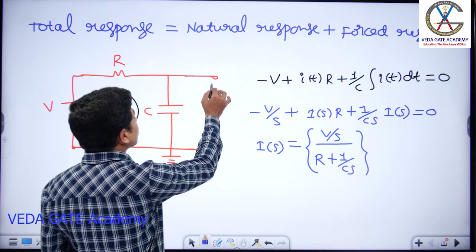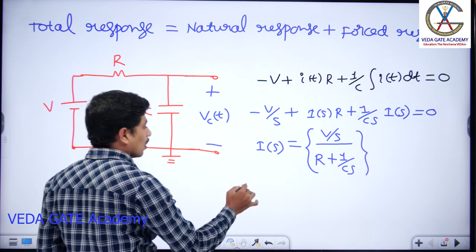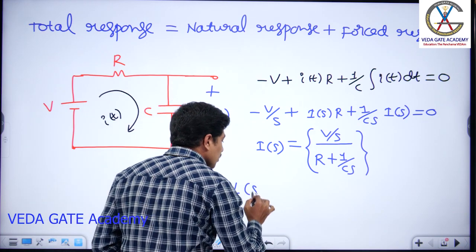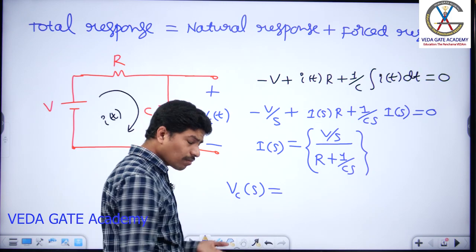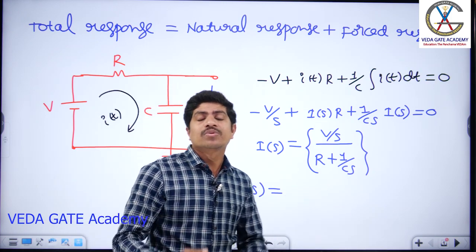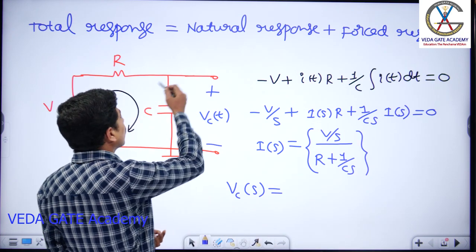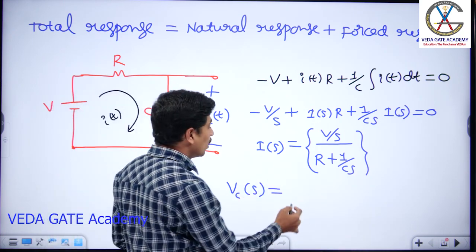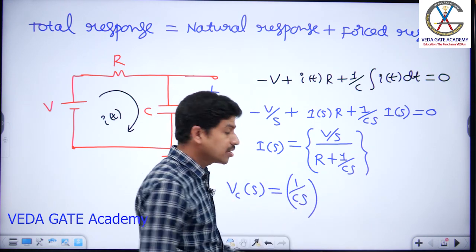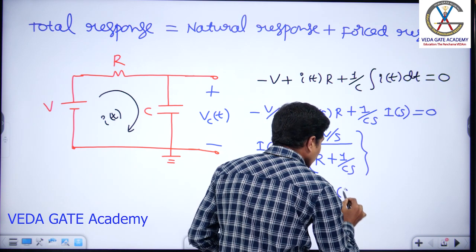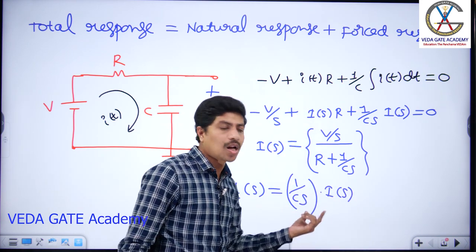I want the voltage across the capacitor, Vc of t. For that, first of all, I need to find Vc of S. In the S domain, Ohm's law, voltage division and current division are directly applicable. So the voltage across this capacitor in the S domain is Vc of S equal to 1 by Cs into I of S, because voltage is equal to current into impedance, and the capacitor impedance is 1 by Cs ohms.